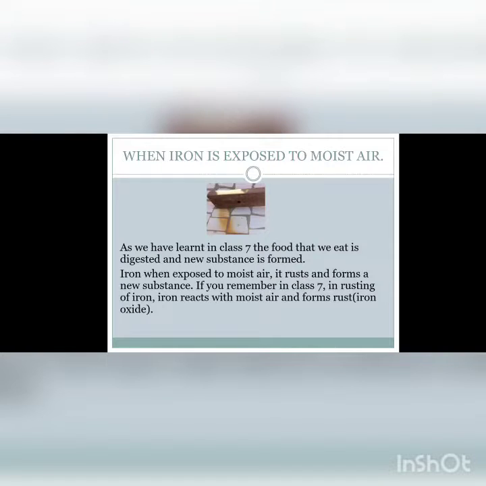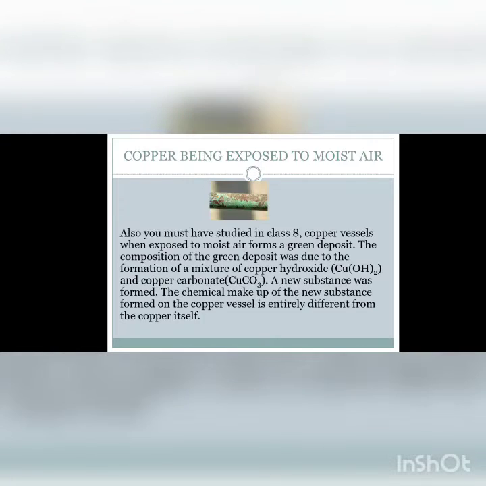Rust is different from the reactant. Here, rust is iron oxide, which is different from iron. Copper, when exposed to moist air, forms a green deposit. This green deposit, which you had learnt in class 8, is a mixture of copper hydroxide and copper carbonate.